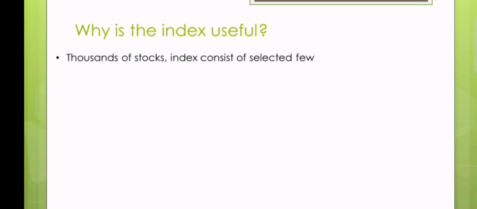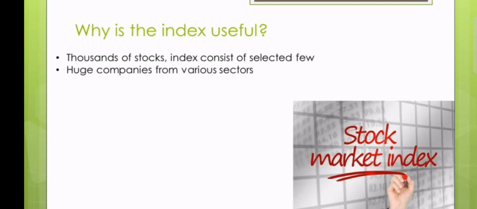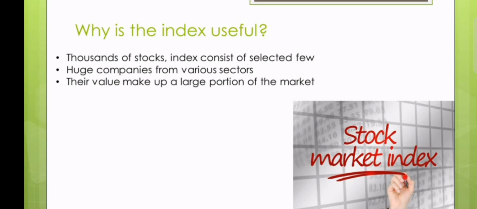Well, what you need to understand is most indexes don't consist of every stock in the market. They only select a handful of stocks to be in the index. However, the stocks selected to be in the index are all huge companies with large market values from various sectors of the market. So what this means is these companies can help to show you how the different sectors of the market are doing, and their entire value makes up a huge portion of the entire stock market value. For some indexes, they can actually make up 60, 70, or even 80% of the entire stock market value.